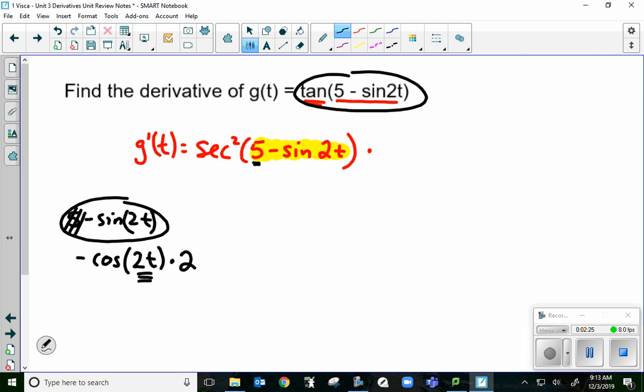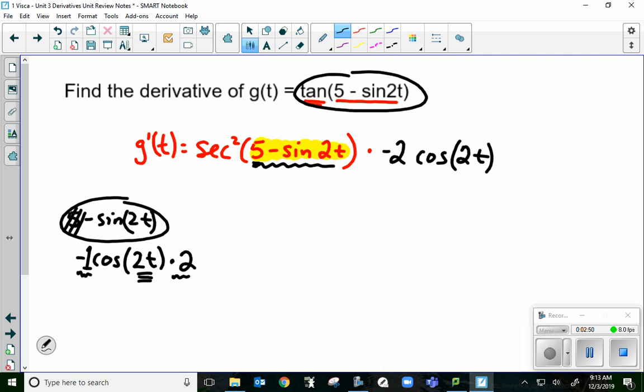Okay, so now the derivative of my inside is negative. I'm going to take, this is like negative 1 times cosine. If I multiply negative 1 times 2, I get negative 2. So I'm going to call that negative 2 cosine of 2t. And I'm going to write this all together. That would actually be an acceptable answer if you came up with that.